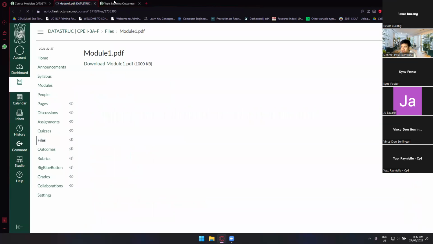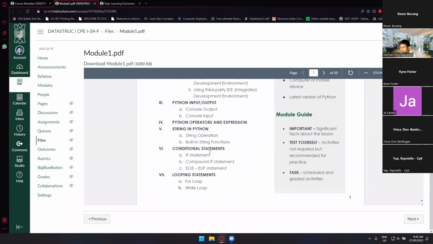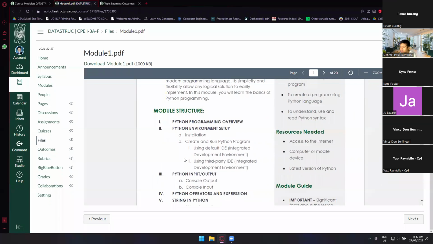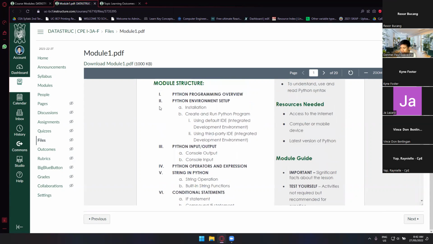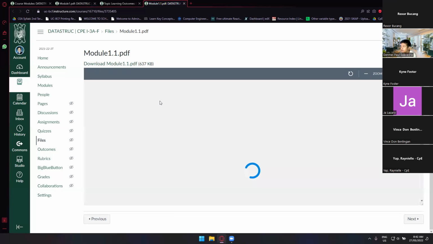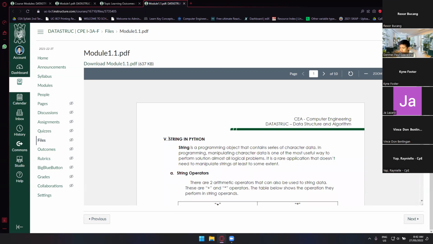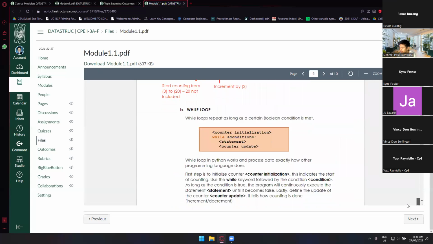Let me just show this one to you guys again. I remember that I did mention that we will be able to finish module 1 up to 5, the strings in Python. However, it was only up to 4. So the 5th, which is strings in Python, is already in module 1.1. In here, it will start from strings in Python up to the looping statements. Okay, so this is 10 slides.